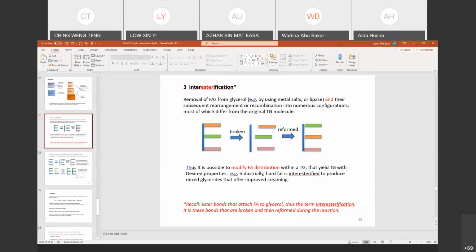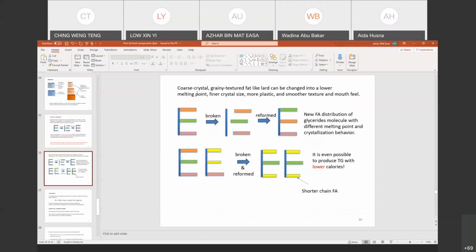Okay, again, recall ester bond attaches FA to glycerol, therefore the term esterification. It is these bonds that are broken and then reformed during the reactions. All of these technologies are established. They use all kinds of metal salts and all kinds of enzymes. Coarse, crystal, grainy, textured fat like lard can be changed to lower melting point, finer crystal size, more plastic, smoother texture and mouthfeel. Okay, simply by breaking and reforming.